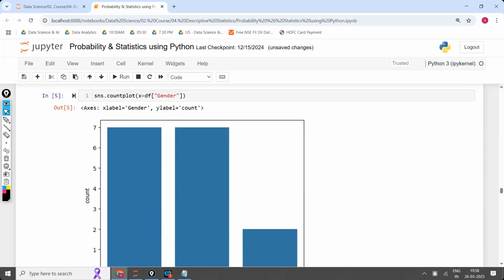How to write the code? For whichever variable you want the distribution, write that variable in sns.countplot. Inside the countplot, you just have to provide the data as categorical data. Okay, completed.